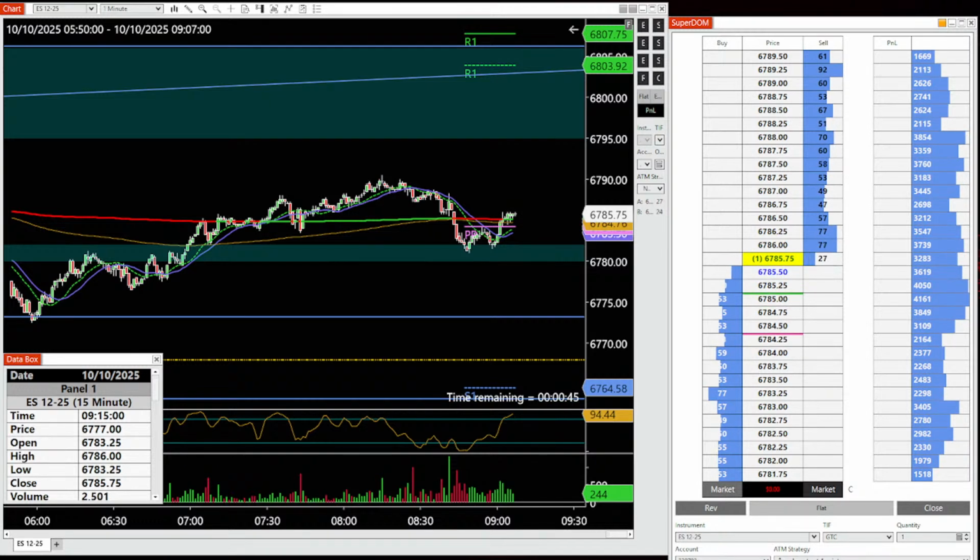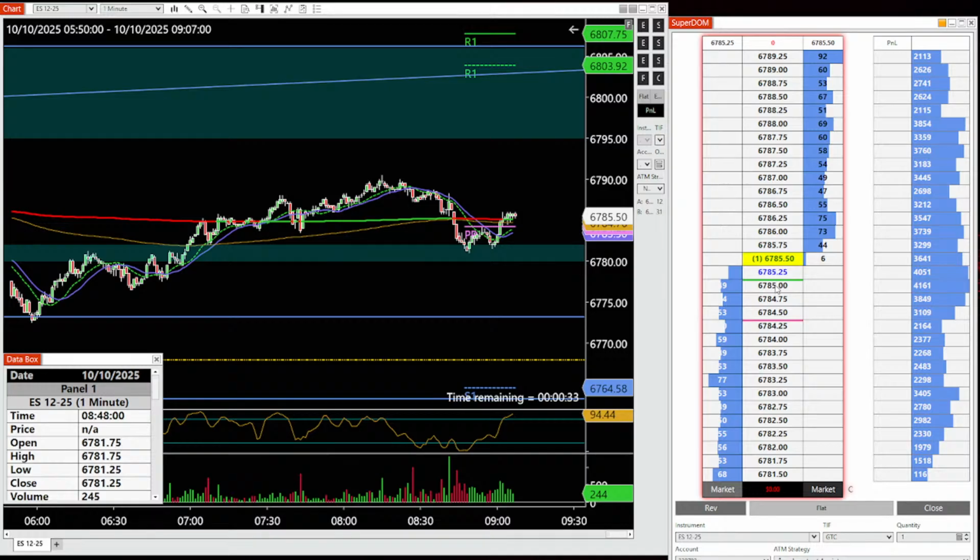Let's see what the news does. Let's see what the news, University of Michigan sentiment. Let's see what the sentiment is. How they feeling out there. For the people that don't know, this green bar is VWAP. So I got the indicators on my dome.